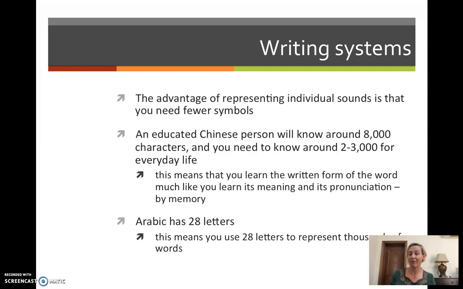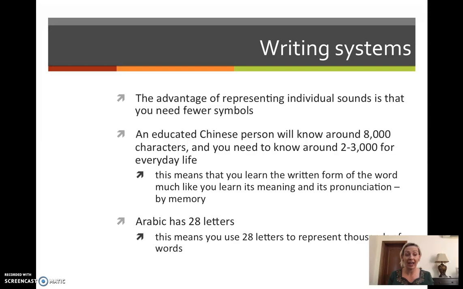Now, in a logographic writing system, such as Chinese, one symbol is one word. So you have to know as many symbols as you know words. So an educated Chinese person will know around 8,000 characters or symbols. To just function in daily life, you need around 2,000 to 3,000. So you learn the writing just like the sound. You have to remember the symbol and the sound together for every word.